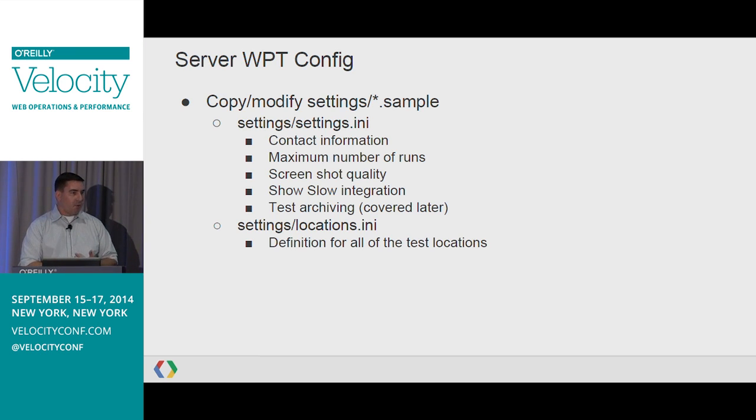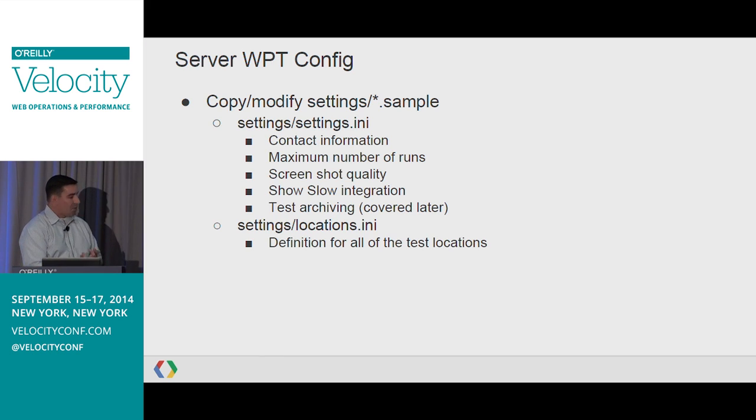There's also the default quality you want to use for JPEG compression for screenshots. If you have a Show Slow instance, you can integrate it in there. Basically, just give it the URL to where the Show Slow instance is, and it'll send beacons off to Show Slow as tests complete. If you're doing test archiving, and we'll get to that later, that's where you would configure it. Also, if you're logging the test results as they come in, you would configure that in settings.ini.